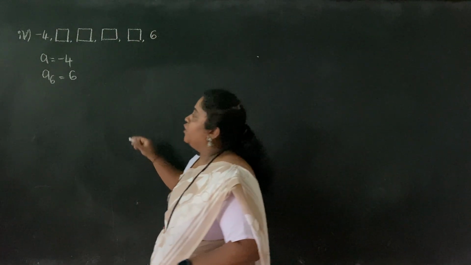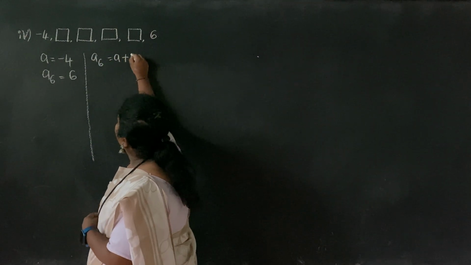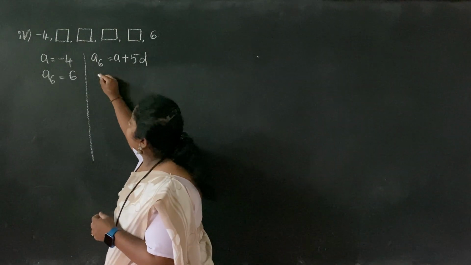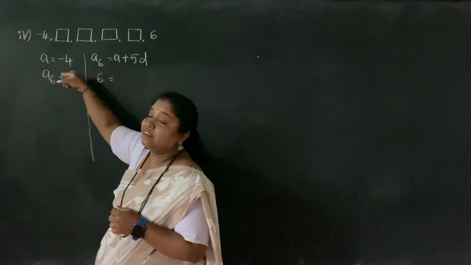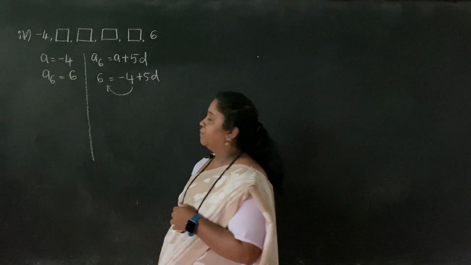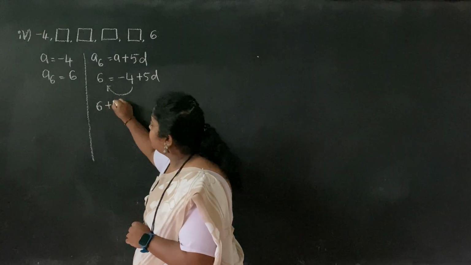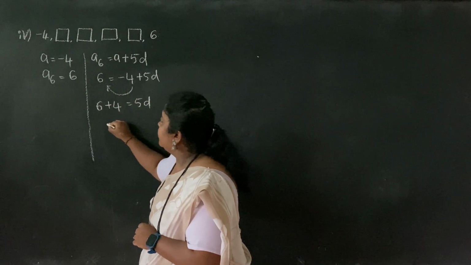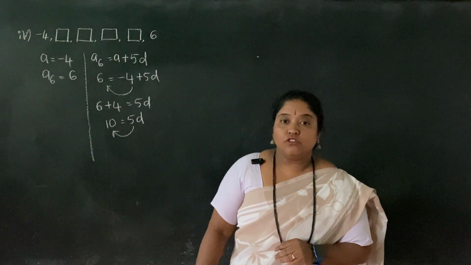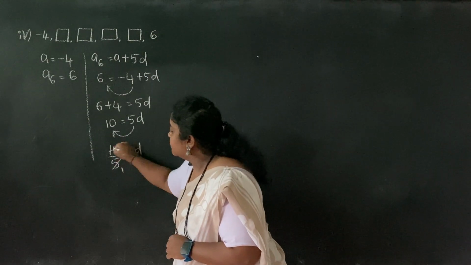Now dear, you know how can I write A6? A6 is equal to A plus 5D. Yes or no? One less than that, isn't it? Now A6 is 6 and A is also provided. What is the A value? Minus 4. So 6 is equal to minus 4 plus 5 into D. I'll bring this minus 4 to this side, minus 4 turns to be plus 4. So what I'll be having, 6 plus 4 is equal to 5D, that is 10 is equal to 5D. Bring 5 to this side. Multiplication turns to be division. So 10 divided by 5 is equal to D. 5 ones are 5, 5 twos are 10.